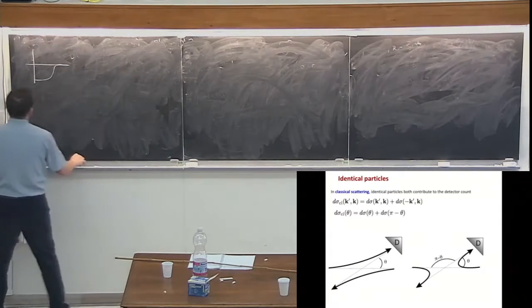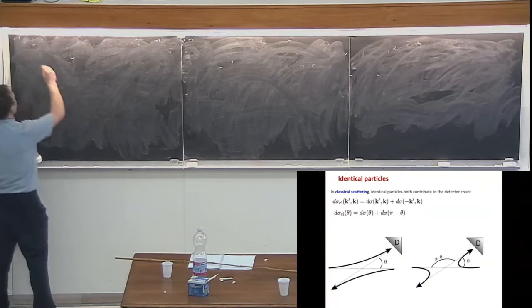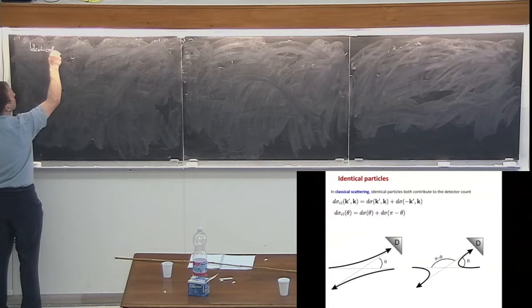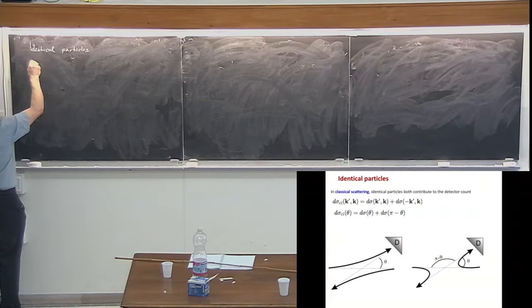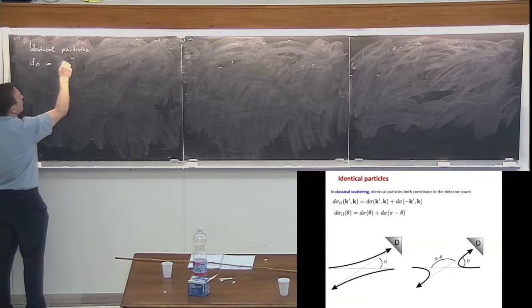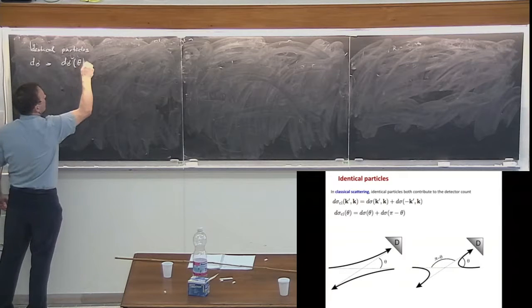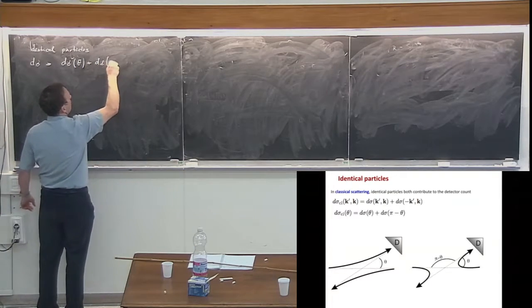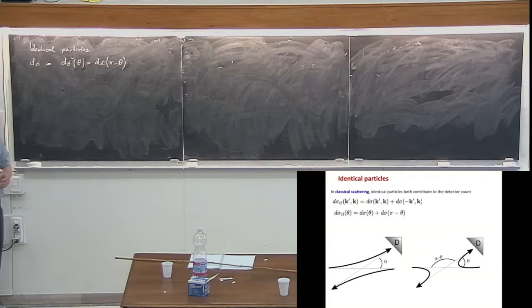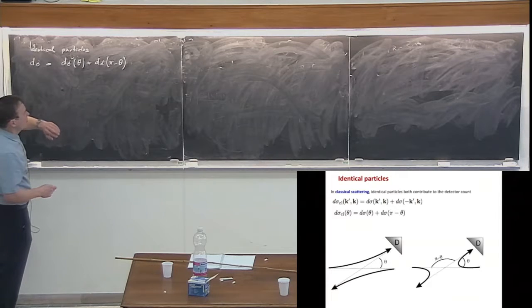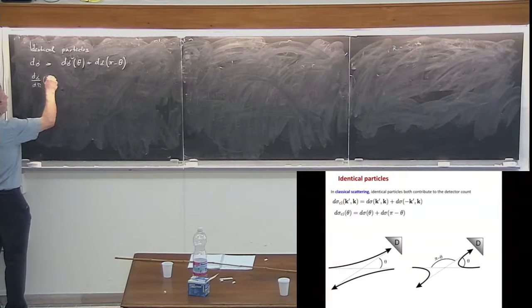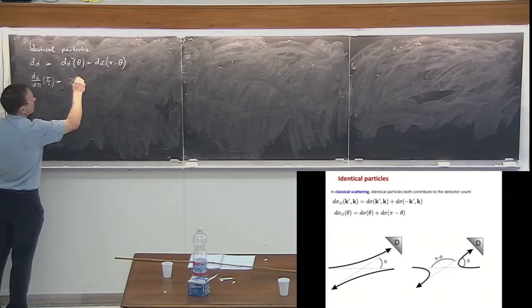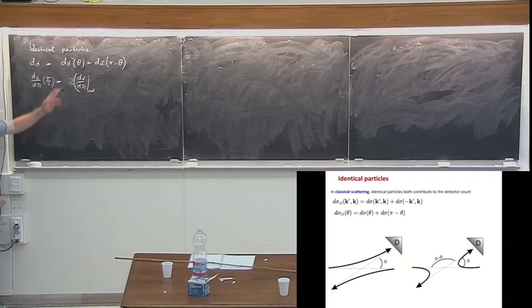So in classical terms, for identical particles, you would have your d sigma as being a sum of d sigma for the angle theta plus d sigma for the angle pi minus theta. So that's going to add up. And of course, if you divide by d omega, then you have the same thing. What is interesting is that for pi over 2, d sigma over d omega would be essentially twice d sigma over d omega for the same independent particles, because you get them twice, right?